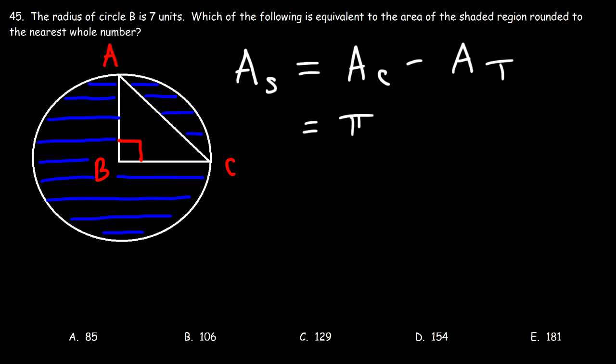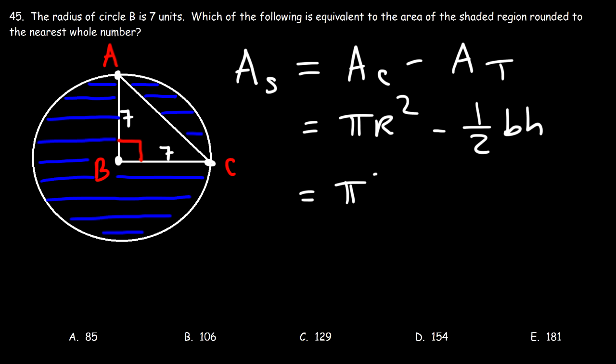The area of the circle is pi r squared, and the area of a triangle, a right triangle, is 1/2 base times height. Now the radius is 7, and we're dealing with circle B. Since B is the name of the circle, it's the center of the circle. So AB and BC, they're both 7 units long because they both represent the radius of the circle. The radius of the circle is the distance between the center of the circle and any point on the circle. So points A and C are on the circle. So segment AB and CB, they both represent the radius of the circle. So they're both 7.